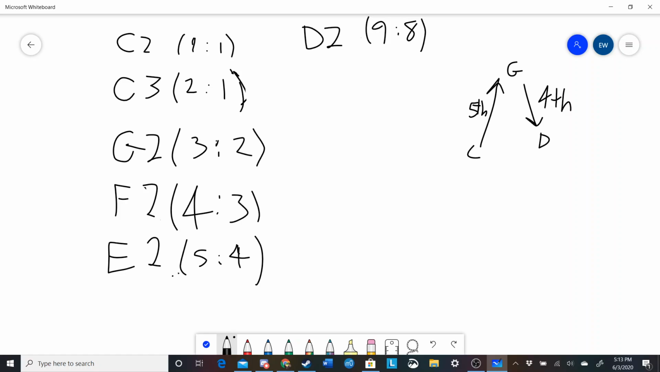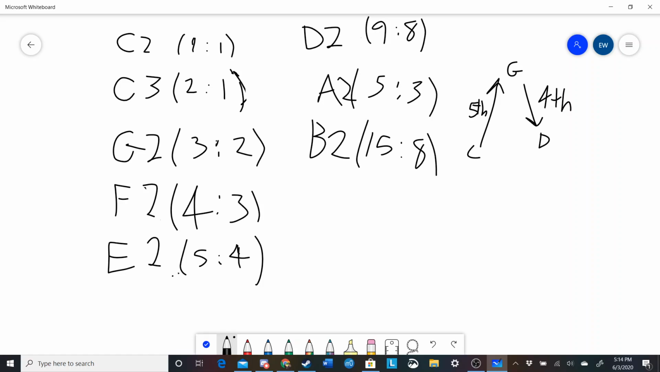And then we can do similar methods of multiplying intervals to get that A, which would be basically up a fourth and then up a third, a major third, would be 5 to 3. And we would get that B2 would be up basically a fifth and then up a major third, and that gives us 15 to 8. So now we have really nice just intonation ratios for all the notes in our C major scale.